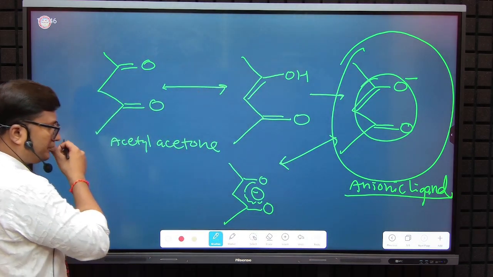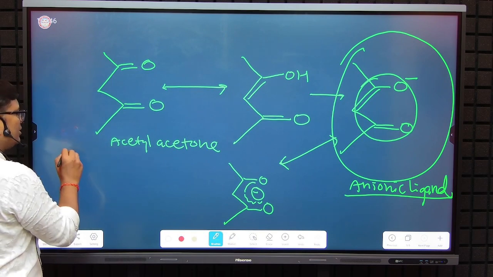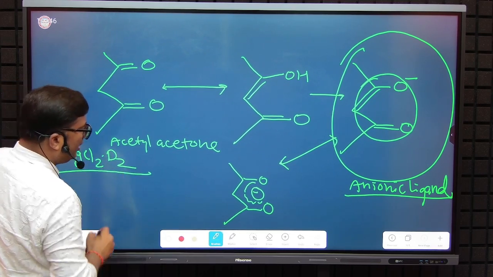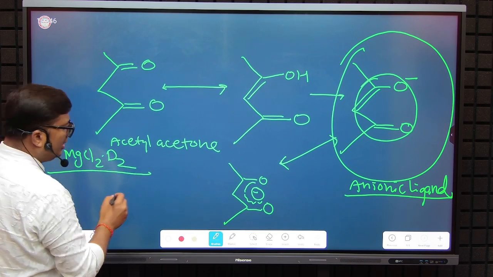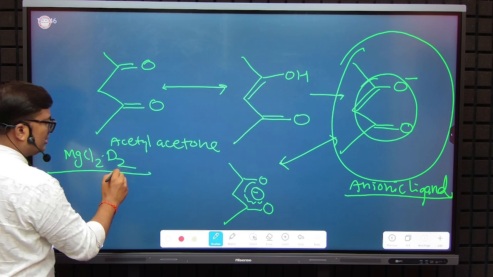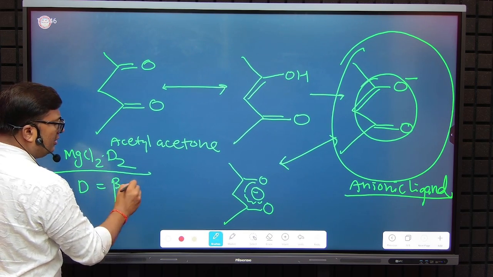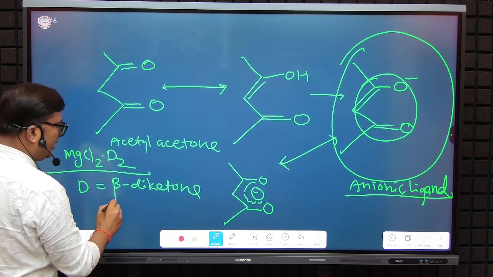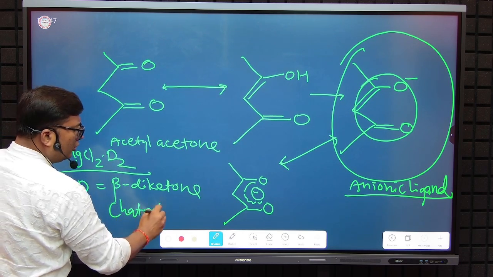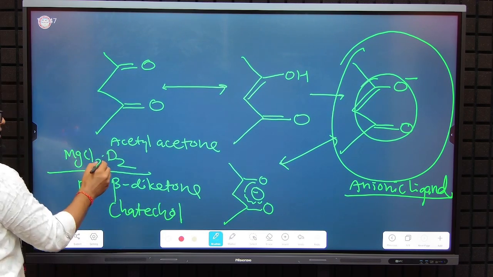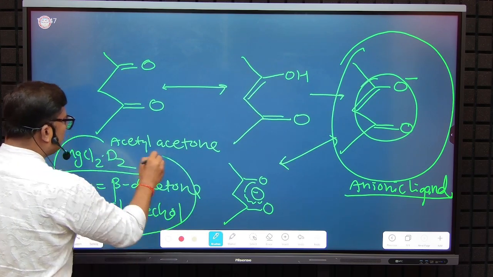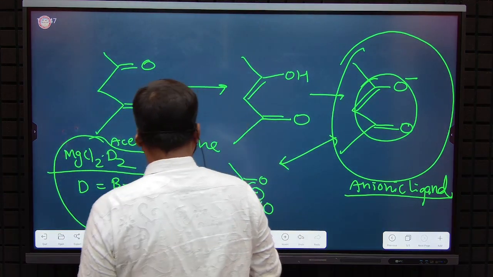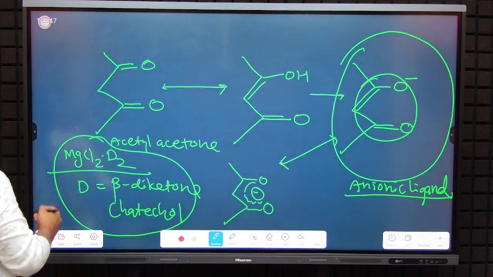Magnesium also sometimes forms MgCl2 and D2 type complexes, where D is acetyl acetone, that is a beta diketone. You can simply say D is a beta diketone, or simply you can say catechol. So they also form tetrahedral complexes sometimes, and they are stabilized because of the formation of the chelate ring.